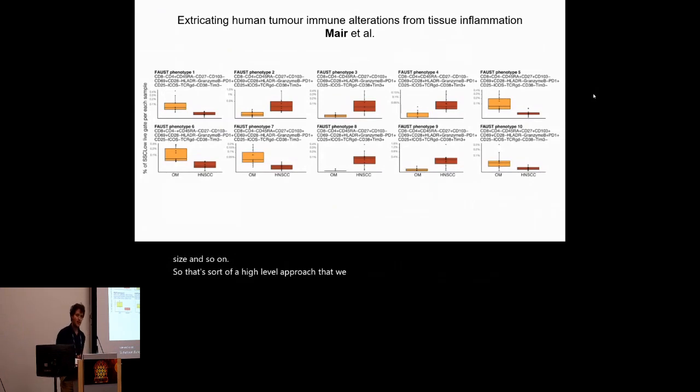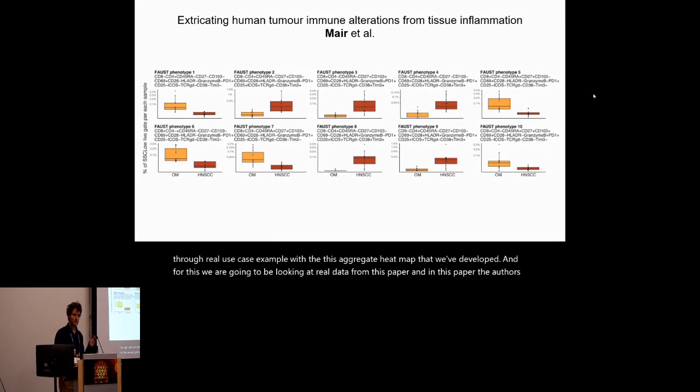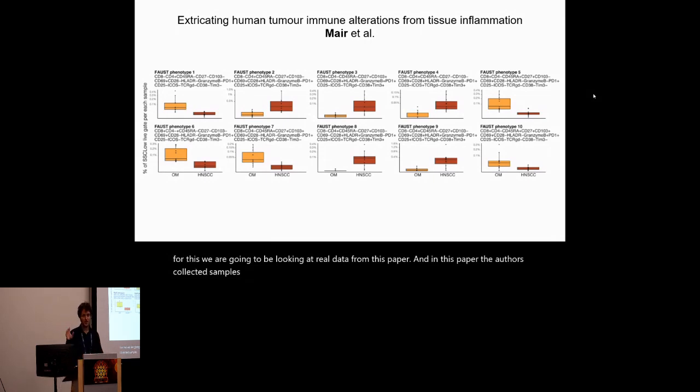For the rest of the talk, I'm going to go through a real use case example with this aggregate heat map that we've developed. And for this, we're going to be looking at real data from this paper. And in this paper, the authors collected samples from healthy tissue as well as tumorous tissue. And what they found were 10 phenotypes where there was a big difference between these two groups.